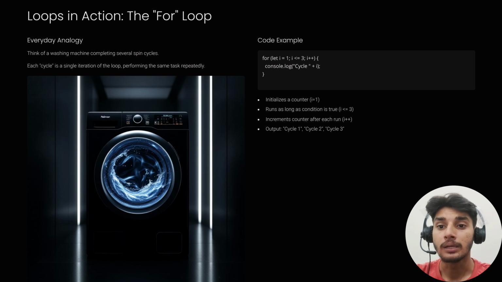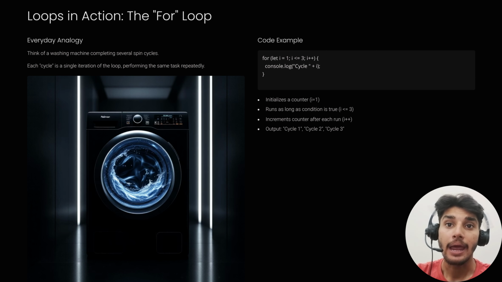Here's a simple loop example. This code will print cycle 1, cycle 2 and cycle 3 in the console. The loop runs from 1 to 3 and adds the number each time.